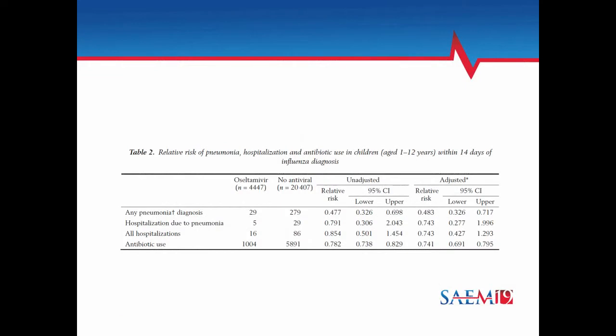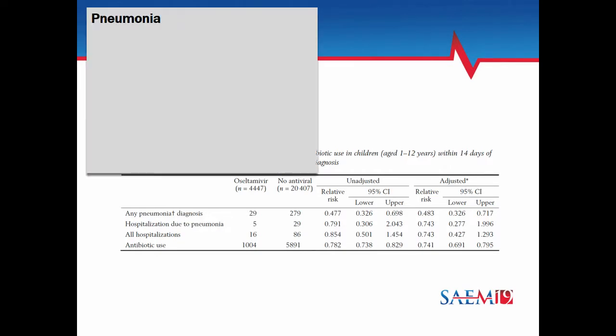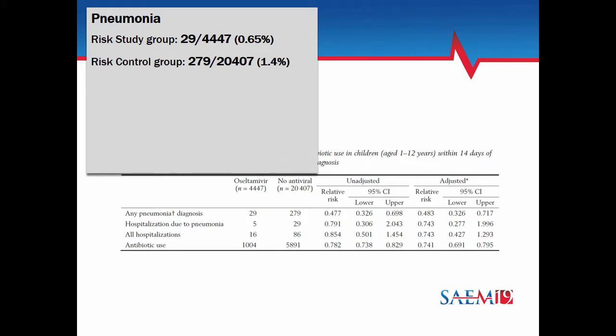So this is their outcome table. They looked at pneumonia and also hospitalization. So the risk of pneumonia in the study group, in kids who got Tamiflu, was 0.65%. In the control group, it was 279 divided by this number, because we are looking at risk again: number of patients with the outcome divided by total N. It was 1.4%. So the absolute risk difference was 0.75%.